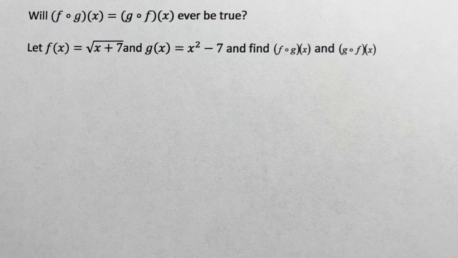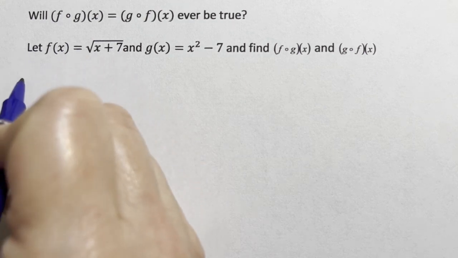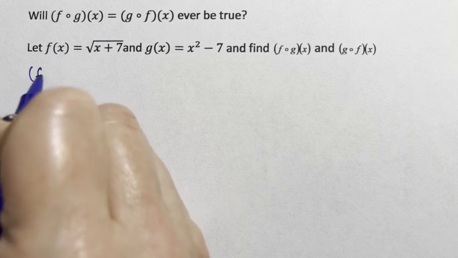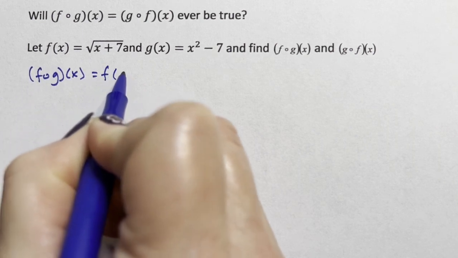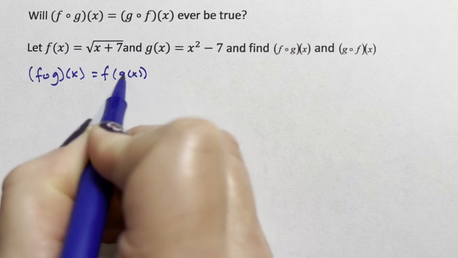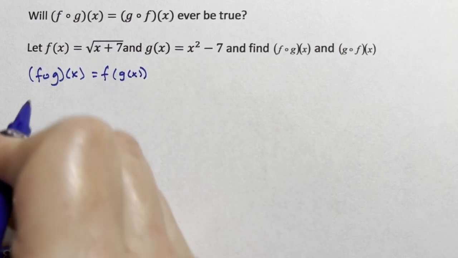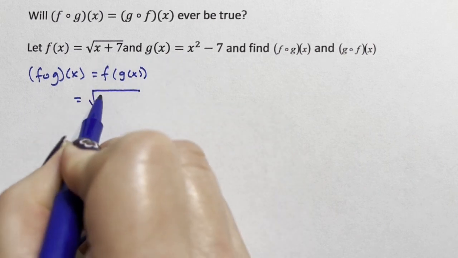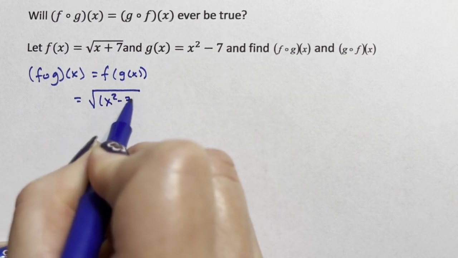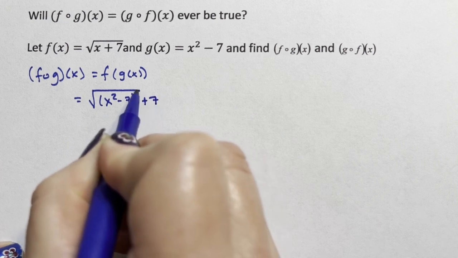So here I have f of x equaling the square root of x plus 7, and g of x equaling x squared minus 7, and we are going to calculate each of them out. So for f of g of x, where we put g of x into f of x, we are going to replace x with x squared minus 7 plus 7.